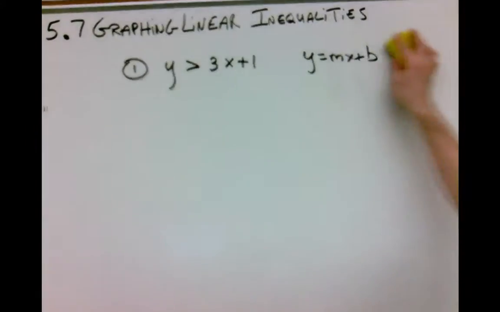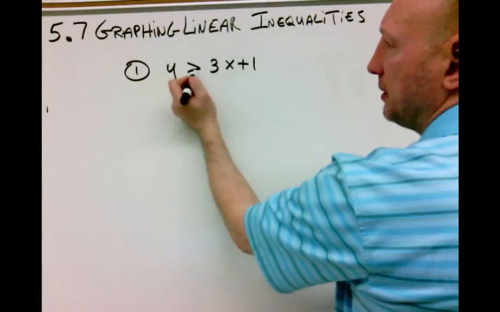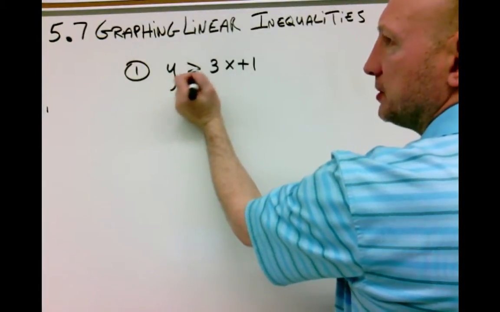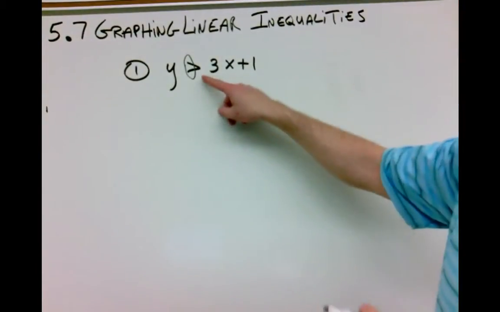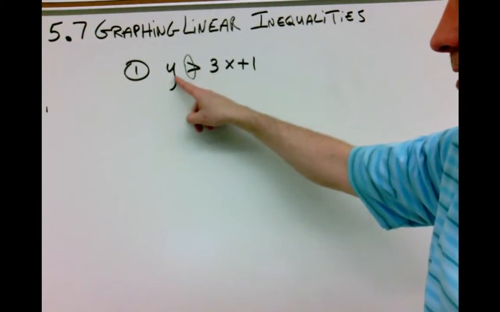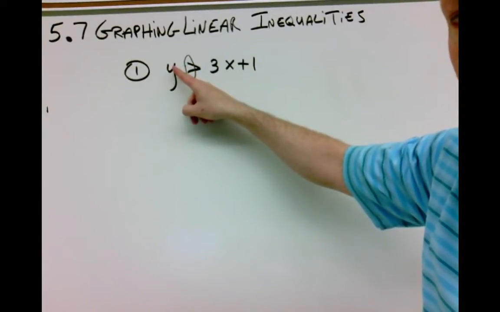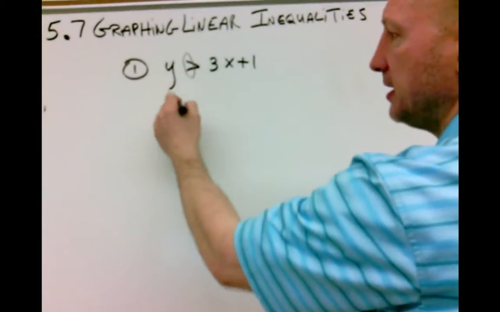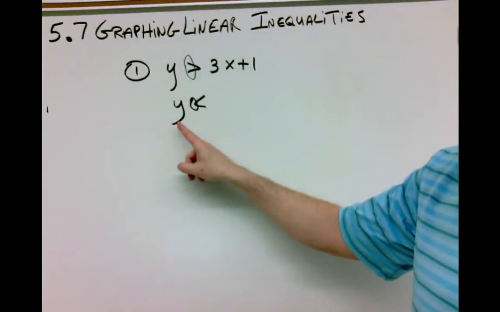So now I take a look at my inequality and it says y is, now is it greater than or less than? Not because it's pointing left or right, but because the mouth of the inequality is open next to the variable. So when the mouth is open next to the variable, it's greater. If it was like this, the mouth is closed next to the variable, that means less than.